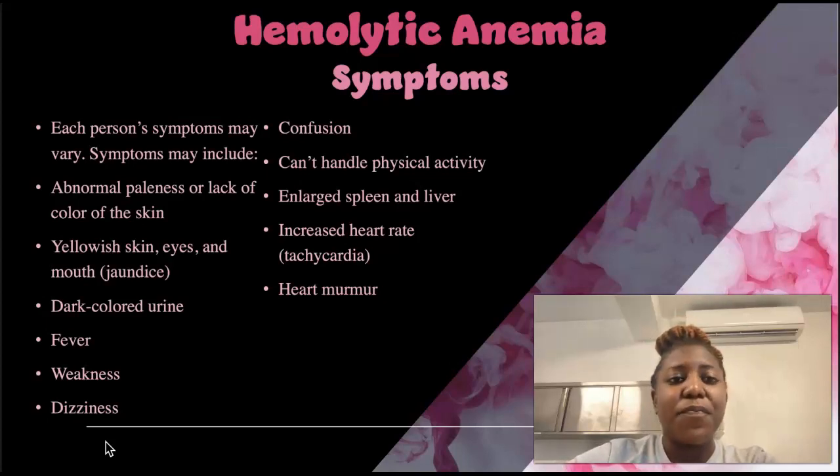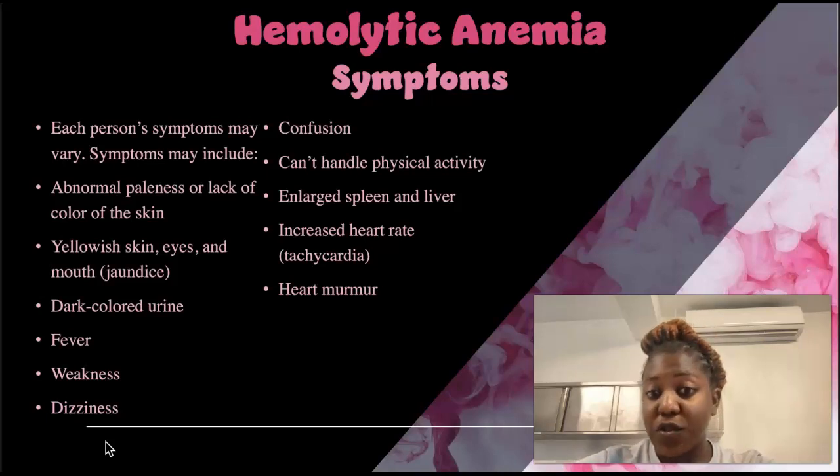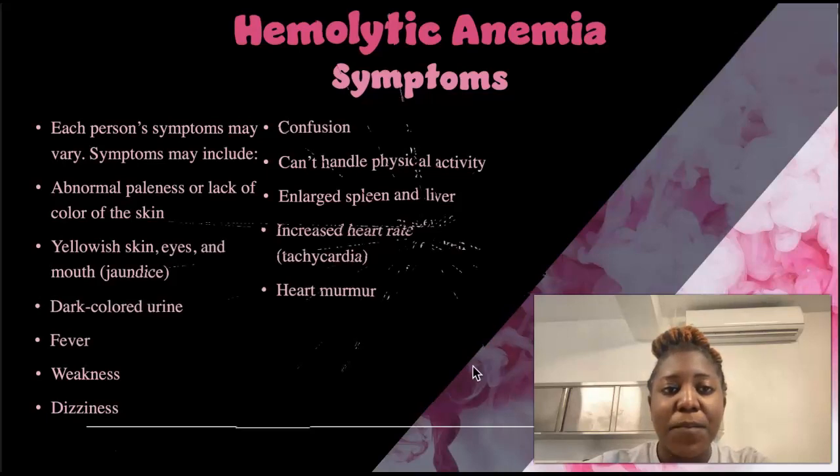Now we'll move on to symptoms of hemolytic anemia. Each person's symptoms may vary. Symptoms may include abnormal paleness or lack of color of the skin, yellowish skin, eyes, and mouth. This is known as jaundice. We have dark colored urine, which may be due to the destroyed red blood cells being passed to the kidney and out to the urine. There are also risks for fever, weakness, dizziness, confusion, inability to handle physical activity, an enlarged spleen and liver, increased heart rate known as tachycardia, and sometimes a heart murmur.